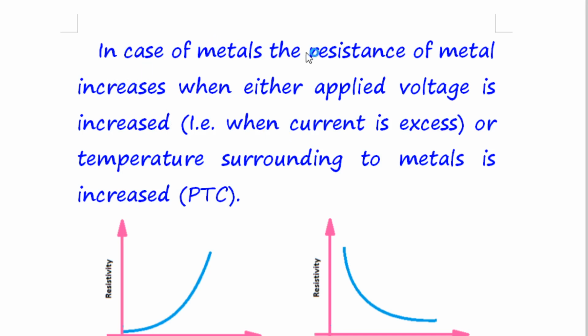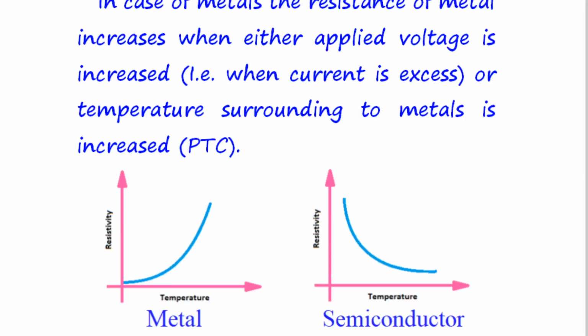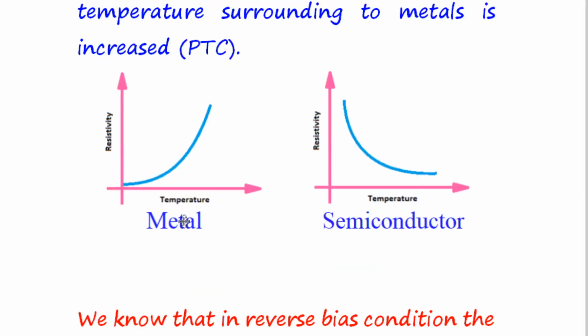And here you see, in case of metals, the resistance of a metal increases when either the applied voltage is increased, in bracket when current is excess, or the temperature surrounding the metal is increased. If you heat the metal and pass current through it, then because of the heat, that is temperature, the resistance of the metal increases, and therefore it is said that metals have a positive temperature coefficient. Metals have PTC, positive temperature coefficient, and this graph is self-explanatory.